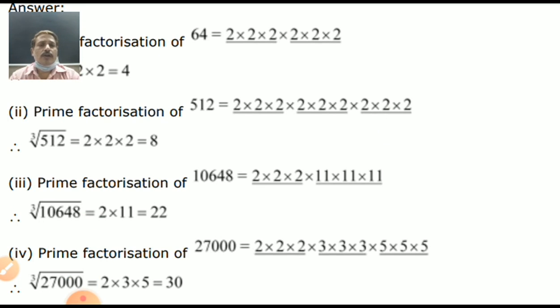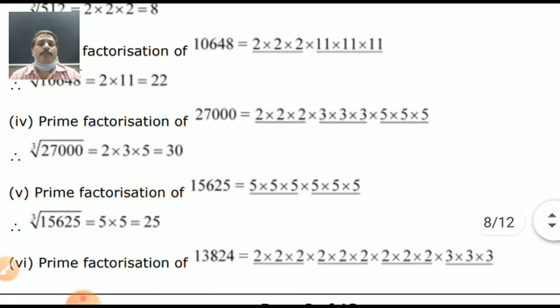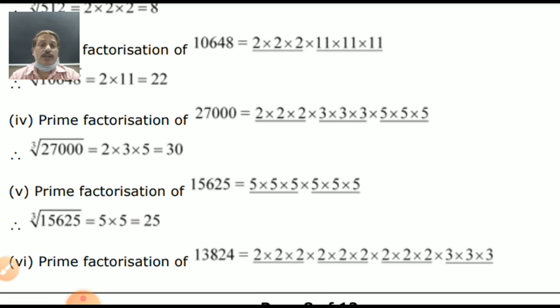10,648. It is also a perfect cube. Correct. Prime factorization of 27,000. Yes, I just said before, for checking a perfect cube, if 2 zeros are there, it is not a perfect cube. 3 zeros, then only you can try it. Yes, 2 into 3 into 5, that is 30 is the answer. 3 cubed is 27, and 3 zeros are there. Easy? Yes.